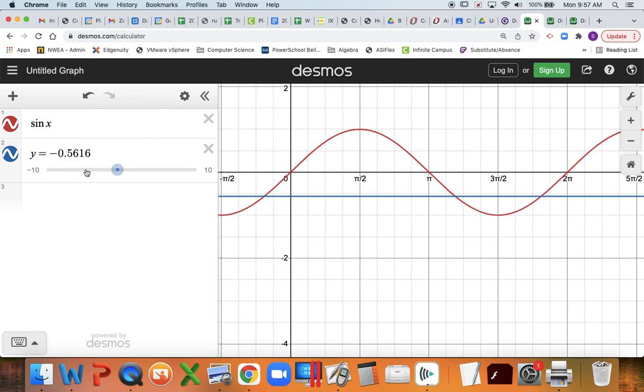So I graphed y equals negative 0.5616, just like at the beginning of our notes, and I'm trying to figure out where they intersect. What is the x value for this intersection point? Notice the y values are negative 0.5616. Our x values are 3.738 and 5.687. So those are our solutions.